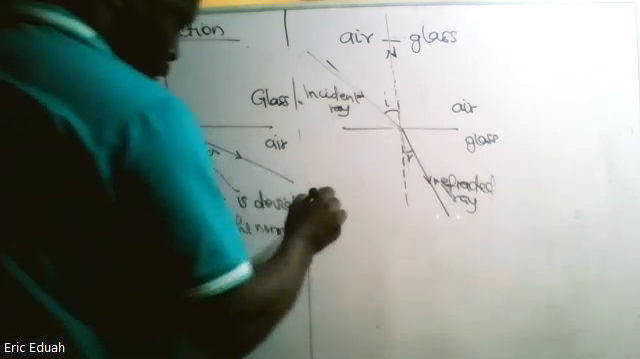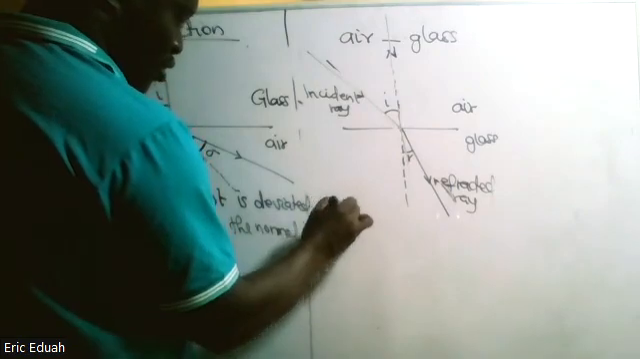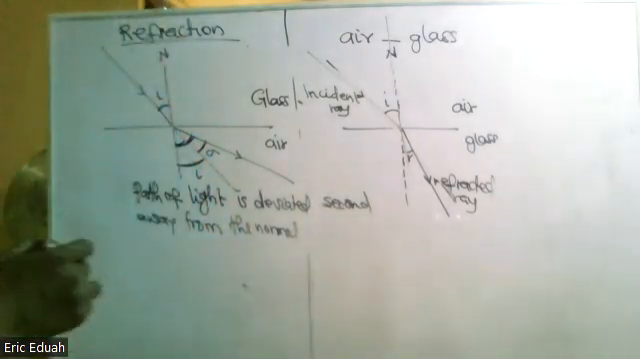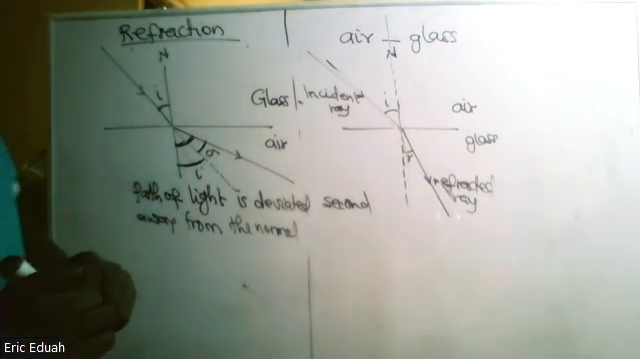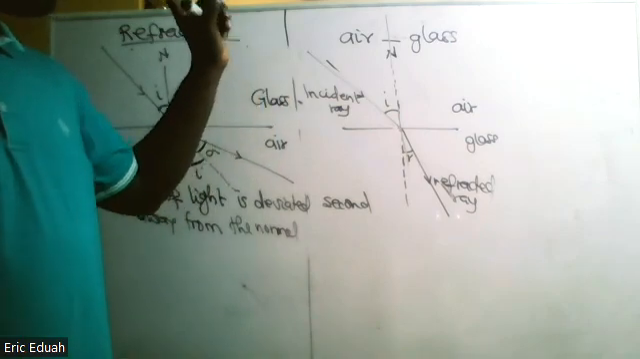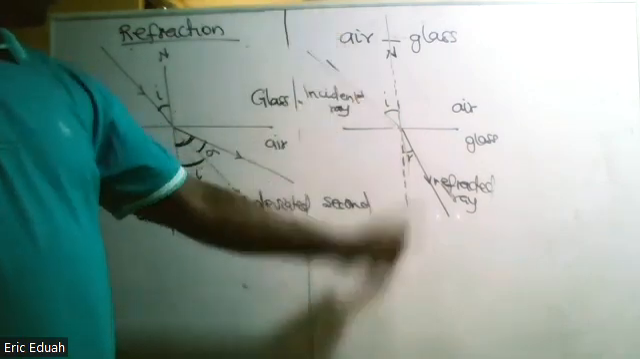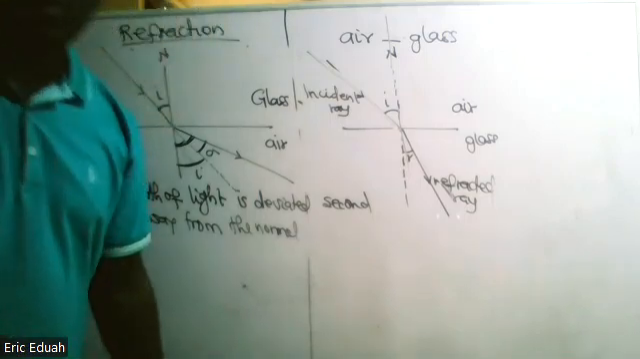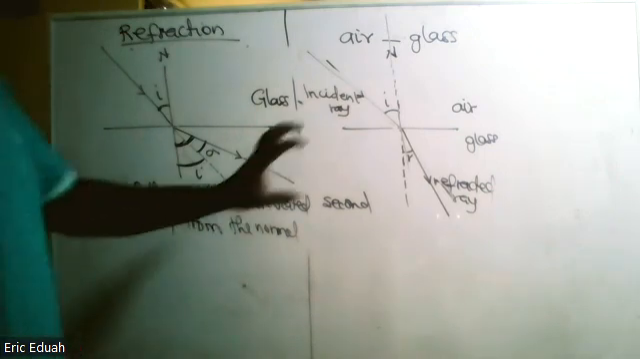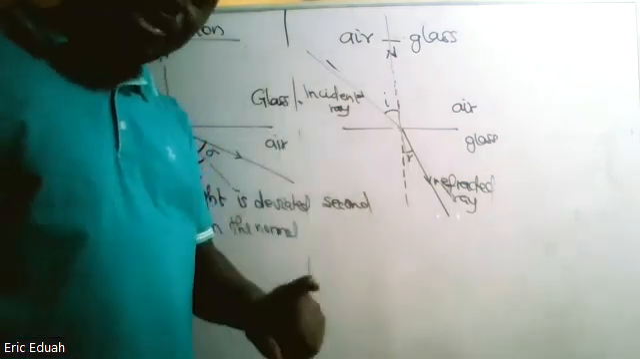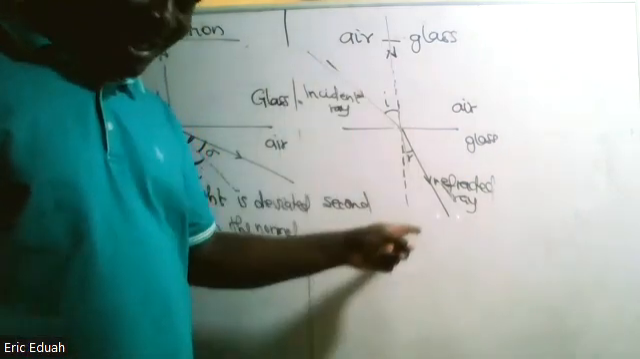Then the second law says that whenever light is propagated from one medium into another. Adelaide, your hand is up. You said, is this laws of refraction or reflection? It's laws of refraction. But the first one is similar to one of the laws of reflection.